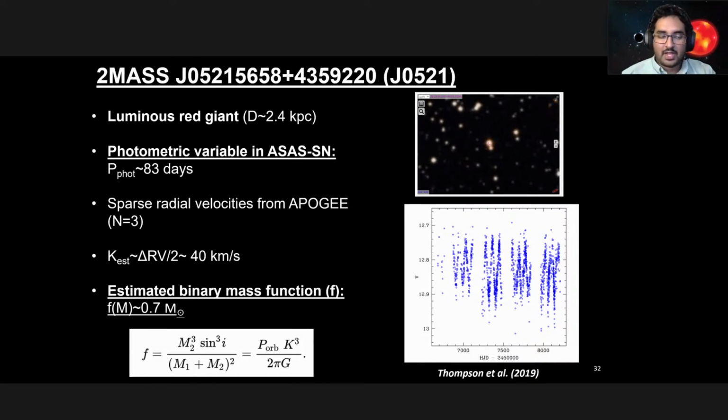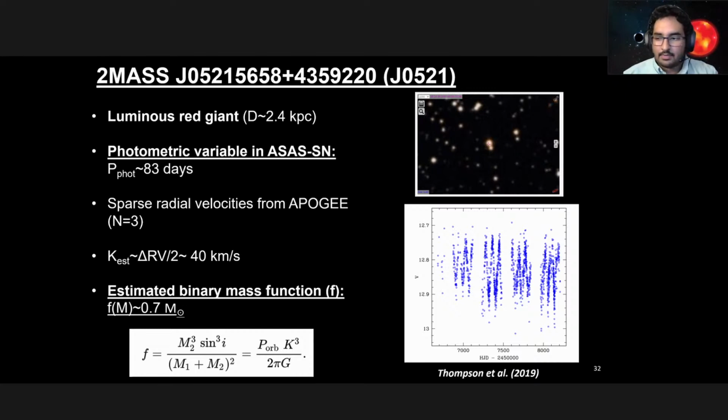This system, which I will refer to as J521, emerged as the front runner. At that time, this was the source with the longest period on our list at about 83 days. J521 is a luminous red giant at about 2.4 kiloparsecs from the solar system. It only had 3 RV epochs in APOGEE, which we used to estimate the radial velocity semi-amplitude as about 40 kilometers per second.